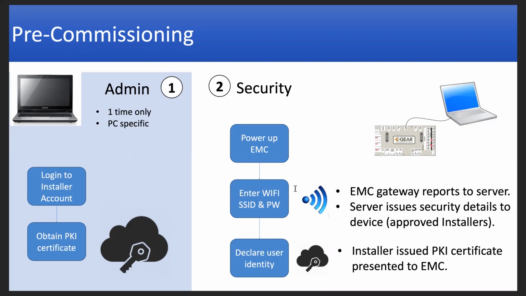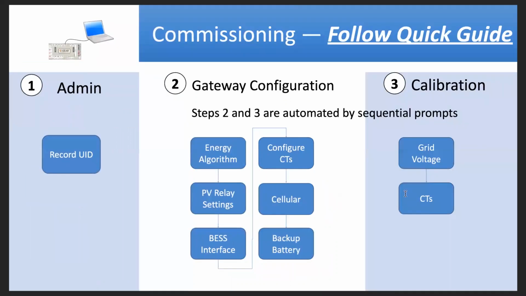Okay, so as far as getting it connected to the customer Wi-Fi, if you're using Wi-Fi, you would just put in the SSID and password. The EMC would then report to the cloud server, and that server issues a list of approved PKI certificates to that controller, and you're then able to connect to the commissioning and configuring part of the local gateway app. Once you're connected to it, on the cloud application, you would record the UID and the customer's information, onboarding that device to your installer group.